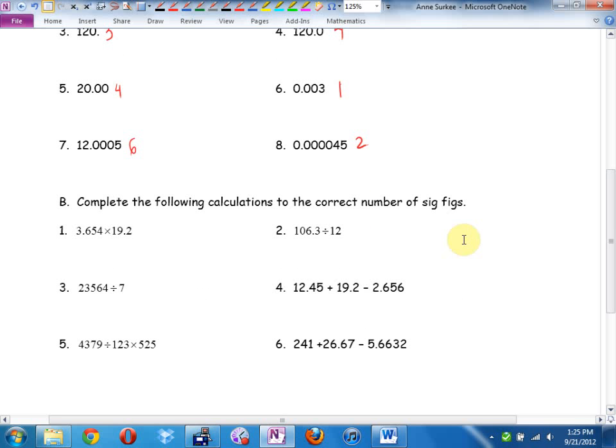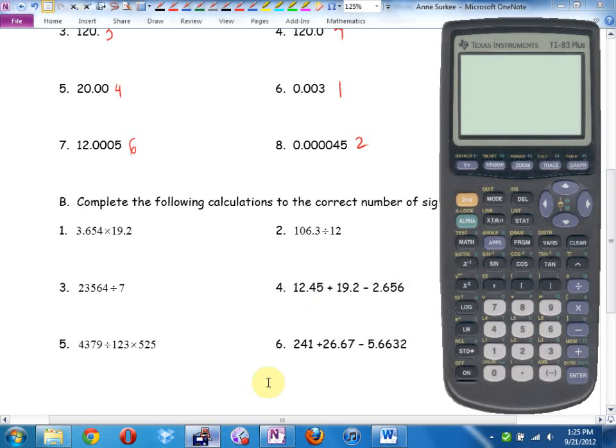Complete the following calculations to the correct number of sig figs. Multiplying and dividing is the easier one. I'm going to actually multiply and divide, and then I'll adjust the sig figs afterwards. So 3.654 times 19.2 equals, now that's my answer.